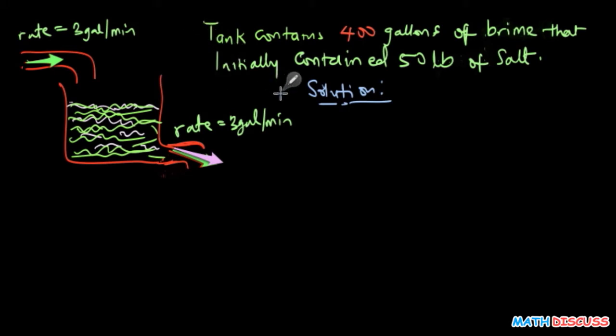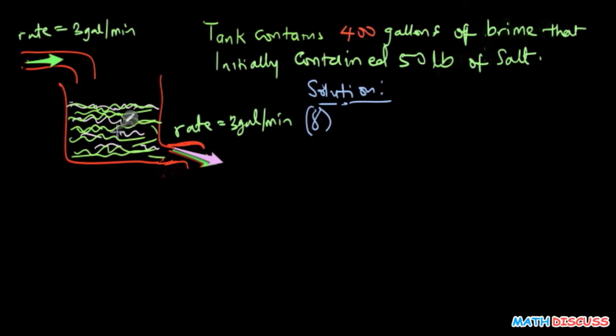Now here is question 8. Question number 8, you were given a question that I showed initially, and according to the question, the tank contains 400 gallons of brine. So this is the gallon. This diagram here is representing the tank that contains 400 gallons of brine.